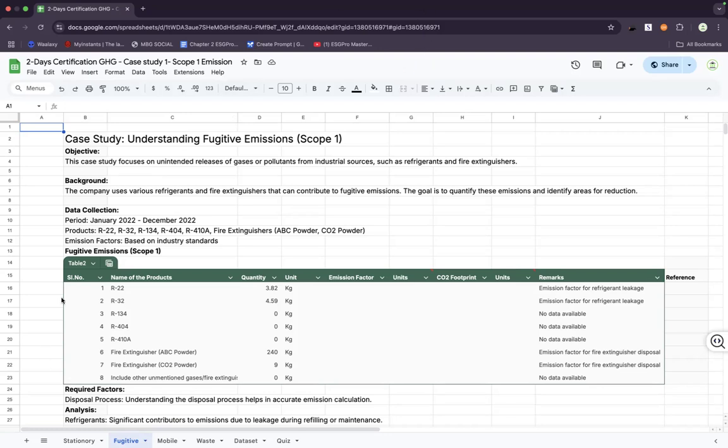Now, इसमें product क्या क्या है fugitive में? R12. These are different kinds of fugitive gases which come from different sources, like R22, R32, R134. Anybody who comes from this industry? Last time we had Bhaskar ji. Unfortunately today he is not there. But he would have told you the combination of it.